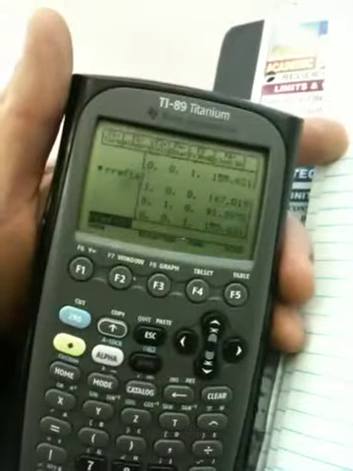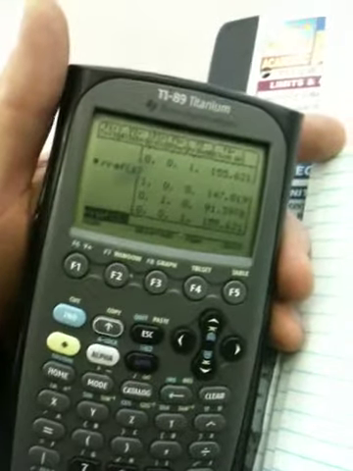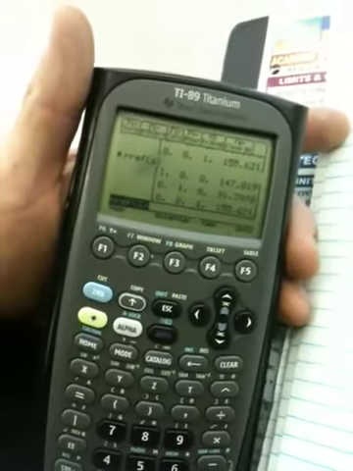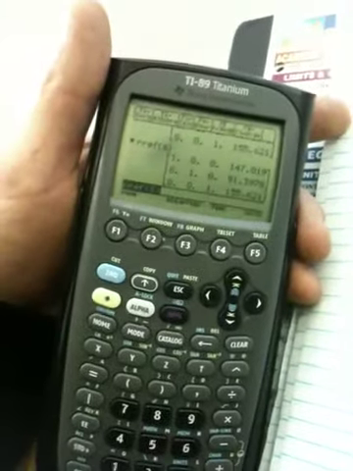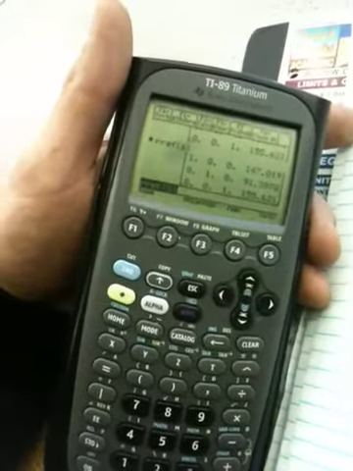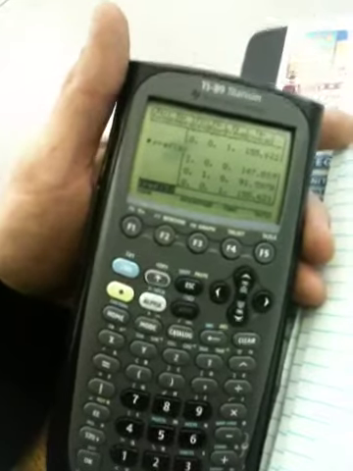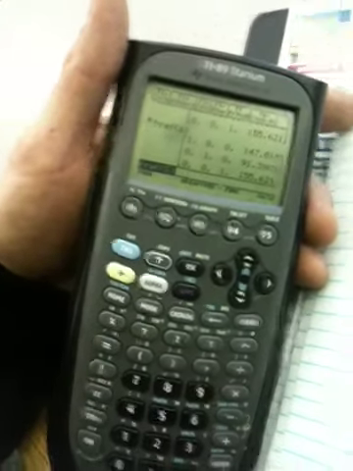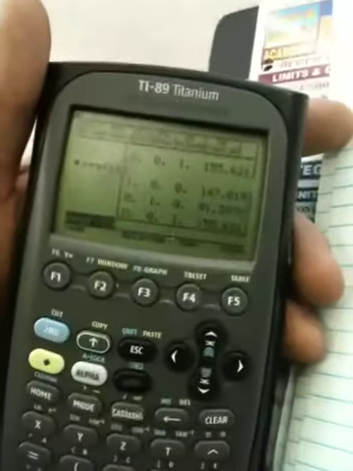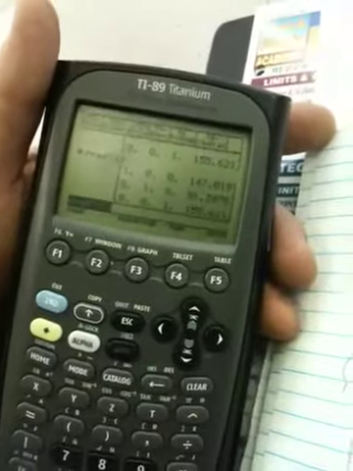So this is it. These are the answers. So M1 equals 100. I'm sorry, I'm getting confused. M2 is 147.019. M4 is 91.3978. M6 equals 155.621. So that's it.